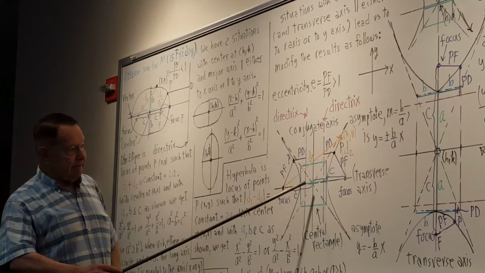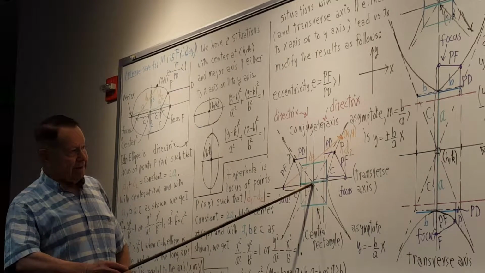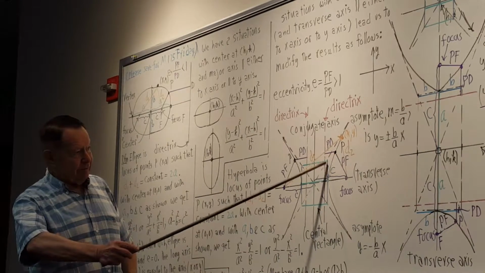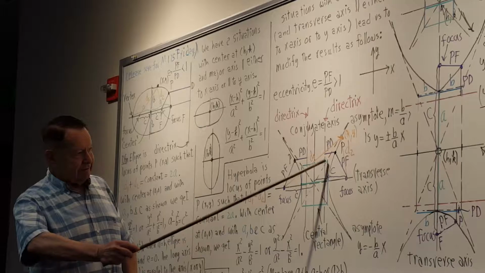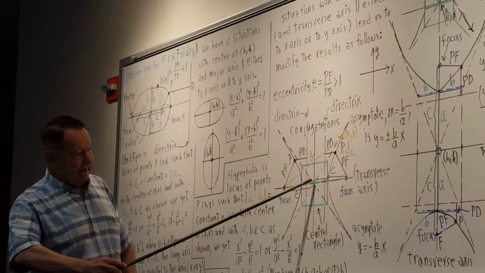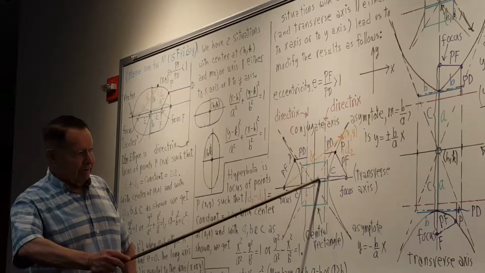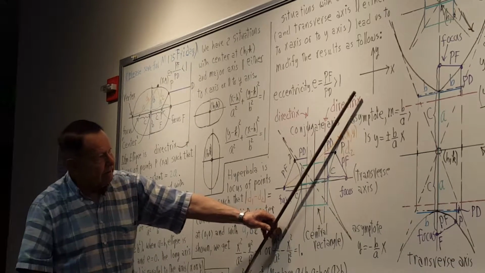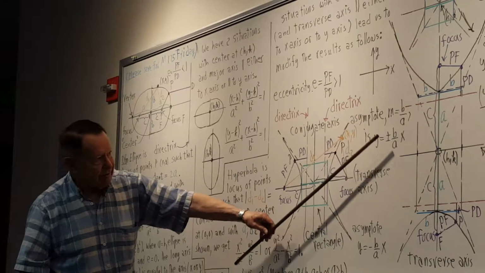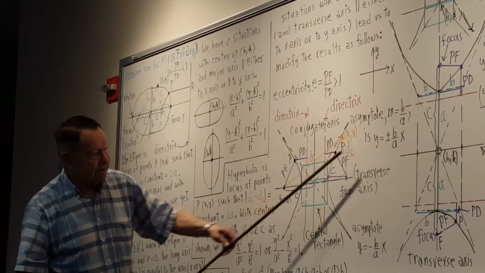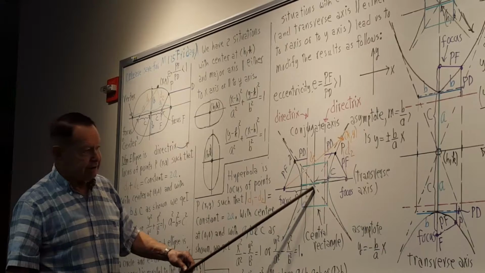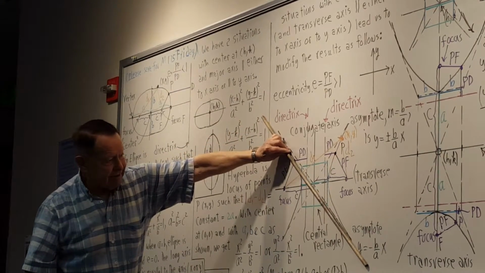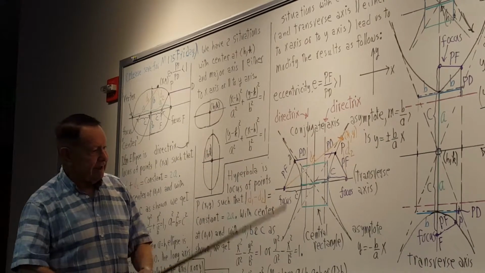So if the center here is at the origin, then this asymptote has slope B, which is like that, over A, which is like that, the blue over the green. And this one has formula Y equals B over A X, if this point here is the origin. And this is minus B over A X, if the center is at the origin.